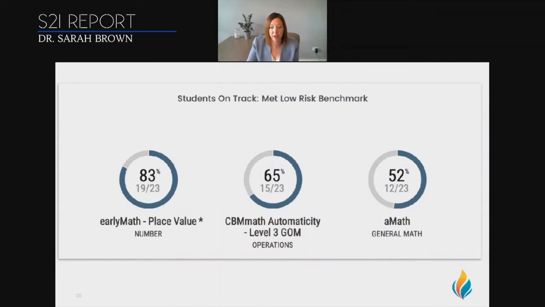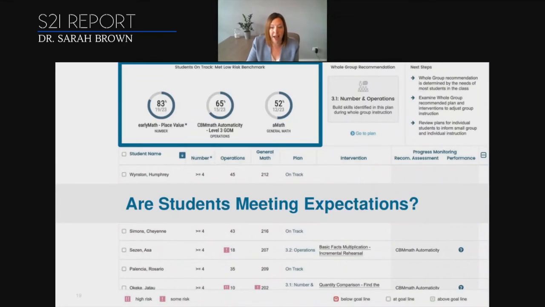So overall here, we see that when we look at number or place value, more entry-level mathematics, more early math skills, the majority of students are meeting benchmarks and expectations at that level. We do see, though, that a lower number of students are automatic with their math operations. And then when we look overall at general math skills, we also see that only about half of students, or 52%, are meeting expectations.